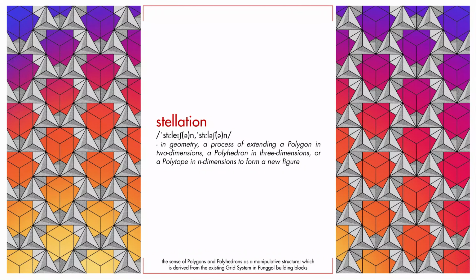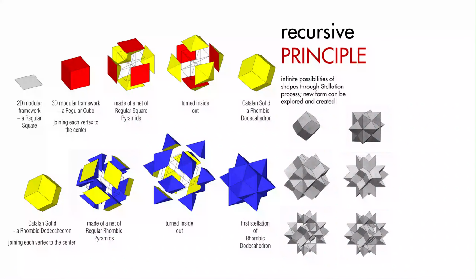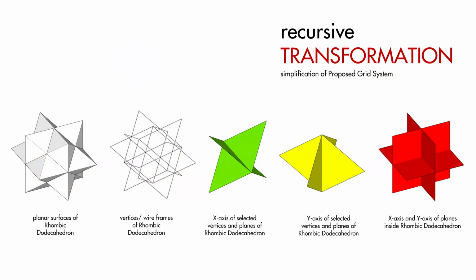Stellation is a process of extending a polygon in 2 dimensions, a polyhedron in 3 dimensions, or a polytope in n dimensions to form a new figure in the context of geometry. The recursive principle of stellation can be seen here, where a regular square derived from an architectural grid can be transformed inside out to another shape, in this case, from a regular cube to a rhombic dodecahedron and into its further stellation polyhedra. Then, by deriving the planar surfaces of the first stellation of rhombic dodecahedron, I tried to make recursive transformations by taking certain planes and vertices to create interesting shapes and forms.